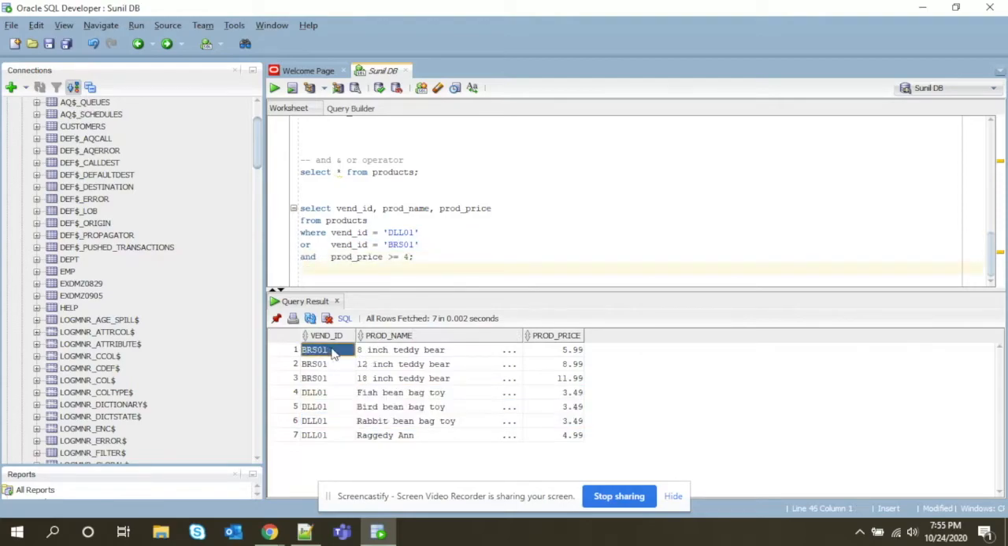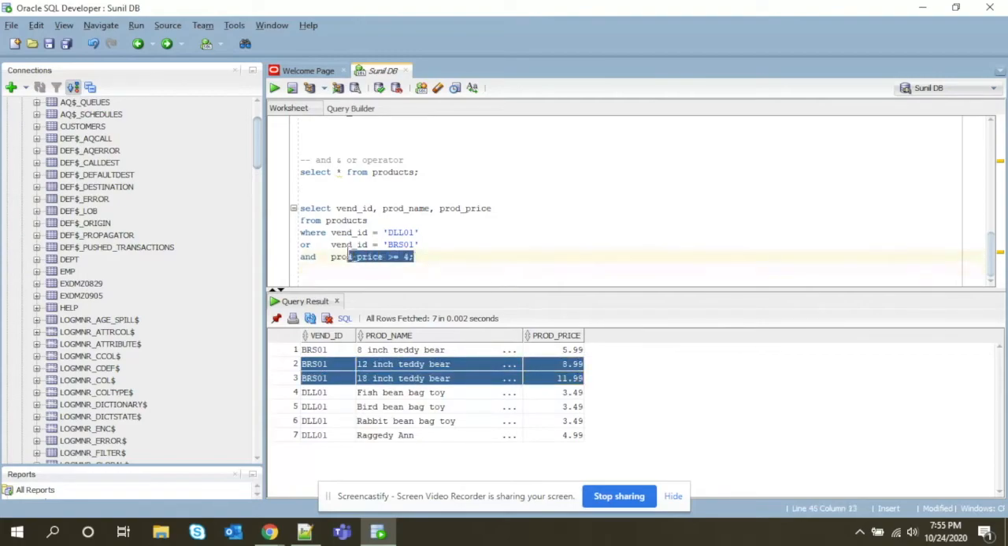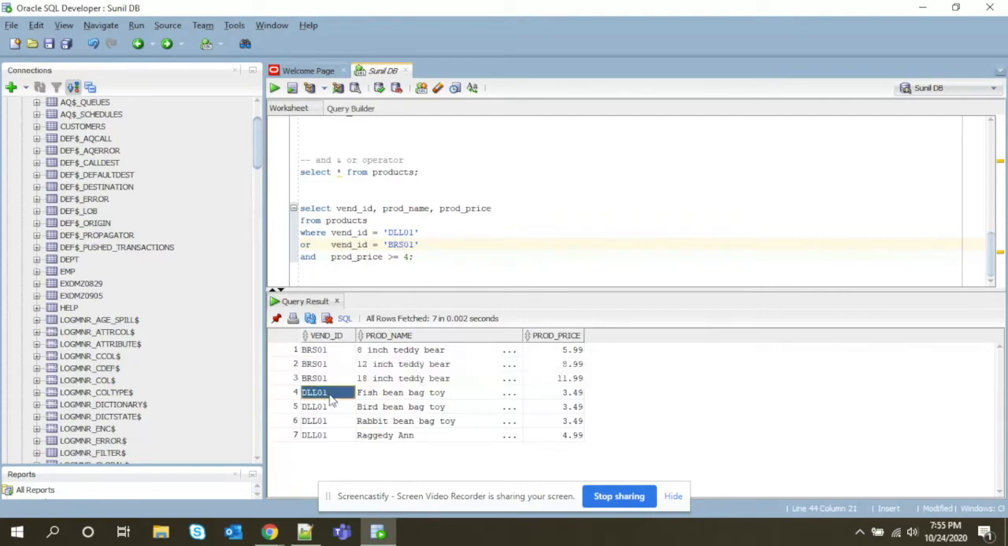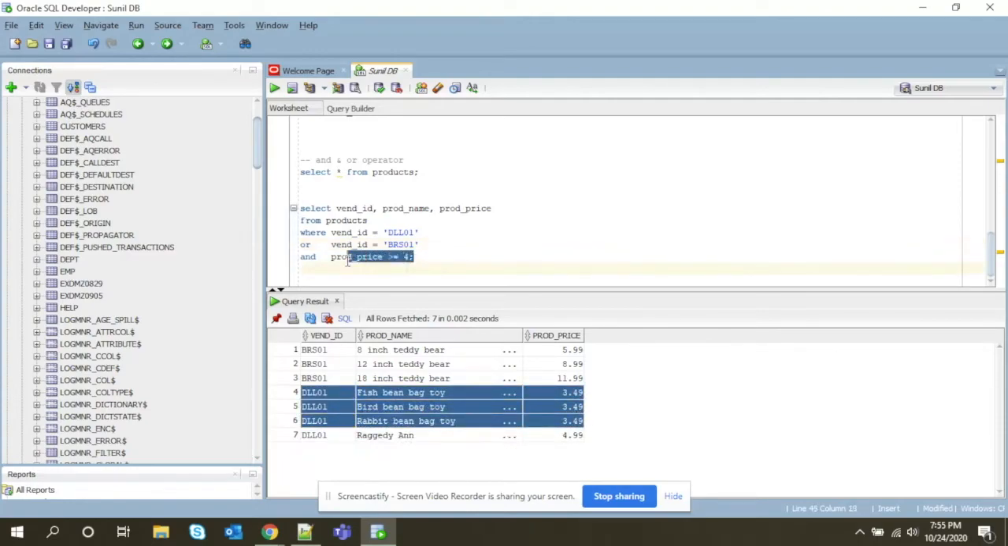So it brought back a BRS01 record here with a product price of $5.99. Another one here, $8.99, $11.99, because this is what it's looking at. And then the way it reads this is OR vendor ID, so it's just bringing back any DLL01 vendor ID. And 3 of them are less than 4 because it's not paying attention to this AND.